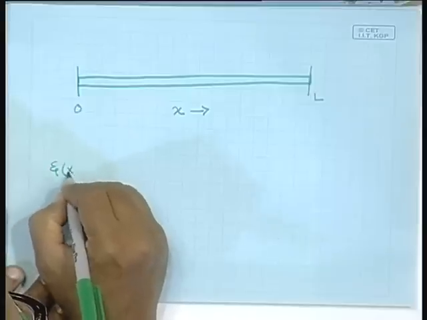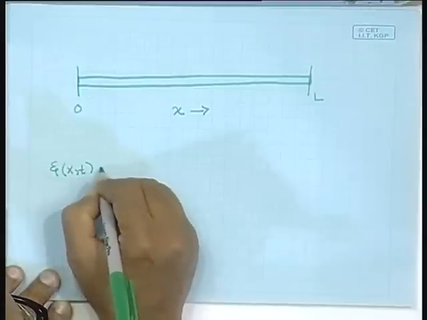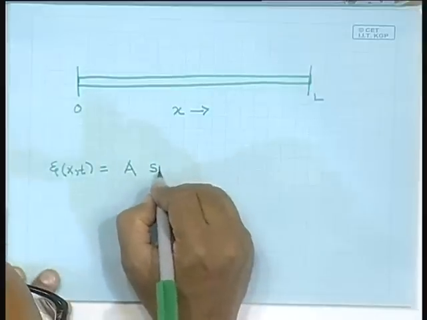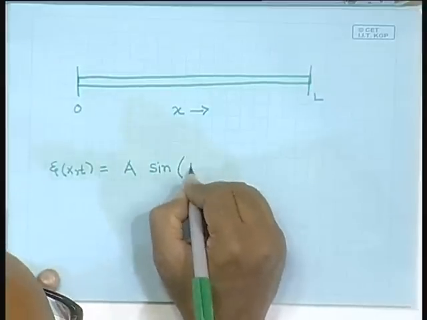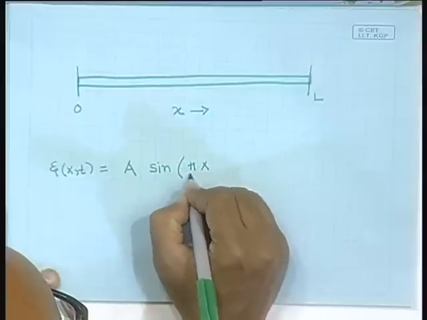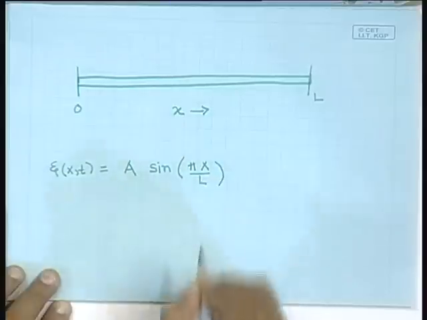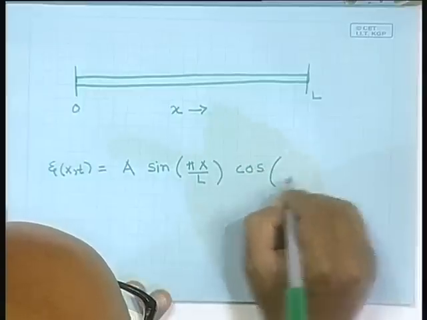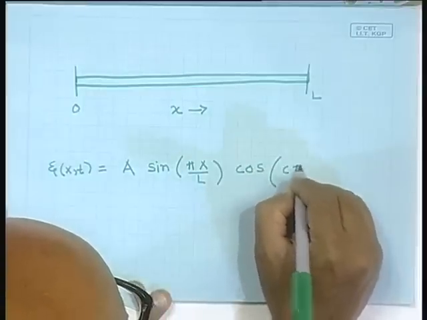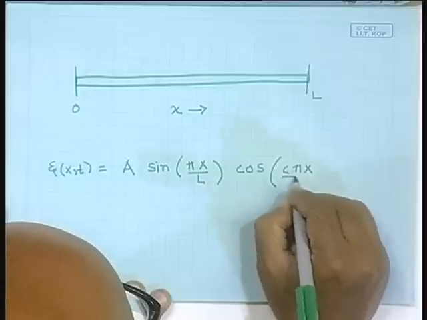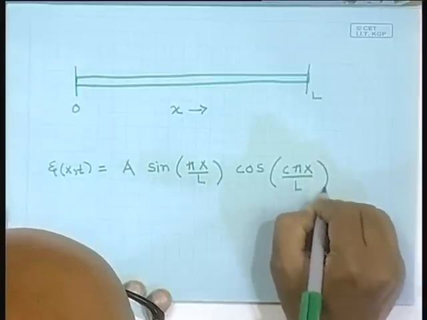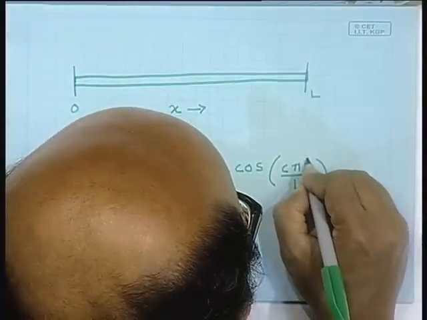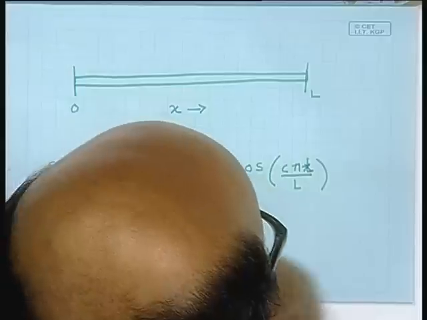xi(x,t), which is a standing wave. So, it is of this form: A sin(pi x by L) cos(c pi t by L). So, we have a disturbance, sorry, this should be t, and c.